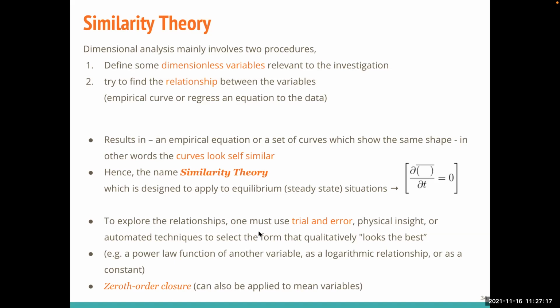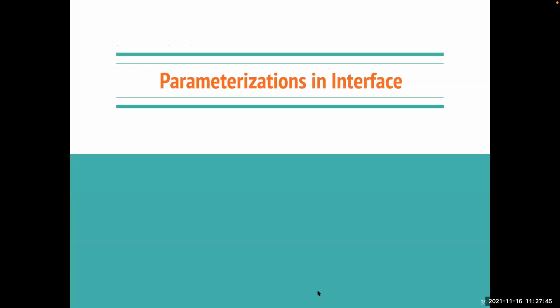And of course, people have gone through a lot to find these different types of similarity theory. And this is called zeroth order closure. So last time you had the first order closure, right? With the first order closure, you still have some change over time, but now you have no change over time. So it's called zeroth order closure, which is also applied to the mean variables. The mean variables don't change over time.